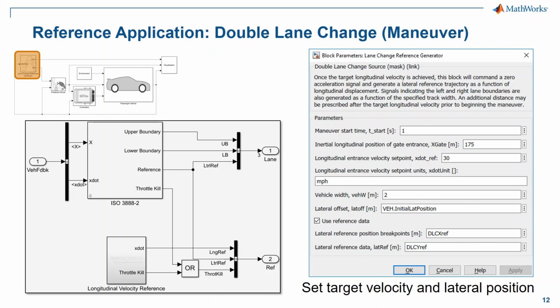So first up on the top left, we have the reference maneuver. So this block here is what's used to define the target velocity. In other words, how fast should the car be going and how far left and right of center should it be moving over time. So the double lane change defines those waypoints for the driver to follow.